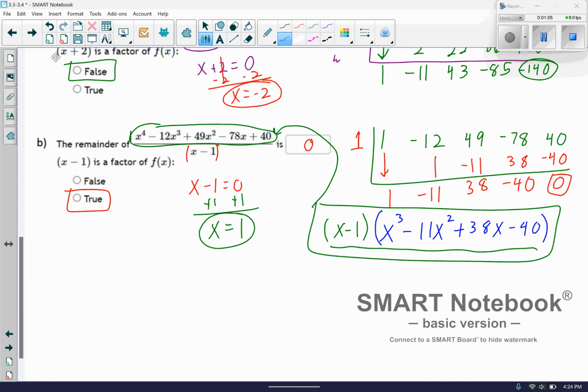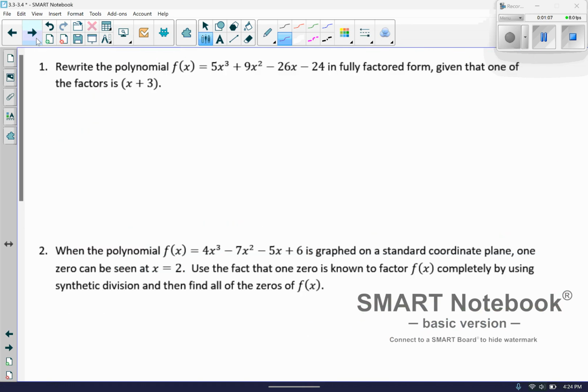So using all that, we're going to rewrite this polynomial right here in fully factored form. What that means is we want to factor as much as possible, and ideally we don't want any exponents higher than 1. We don't have anything more than just x's. They're going to start off by giving us some information. They tell me that x plus 3 is going to be one of the factors.